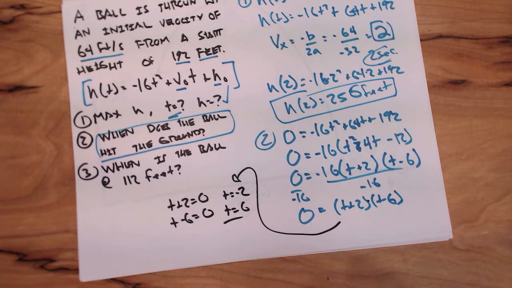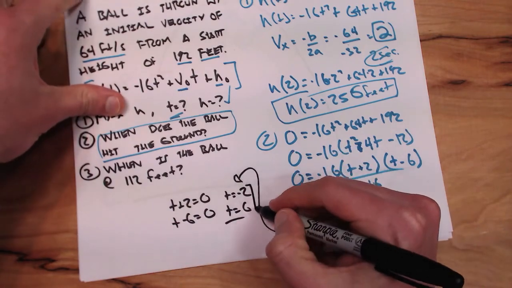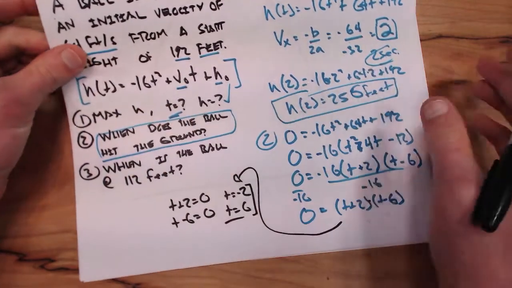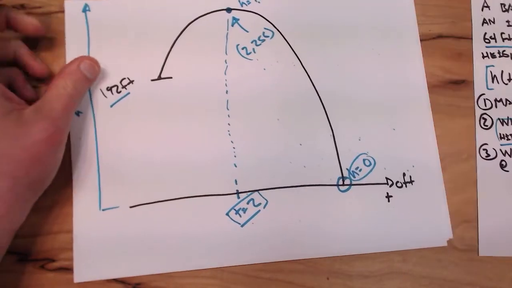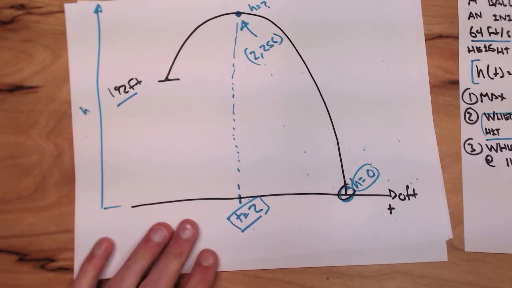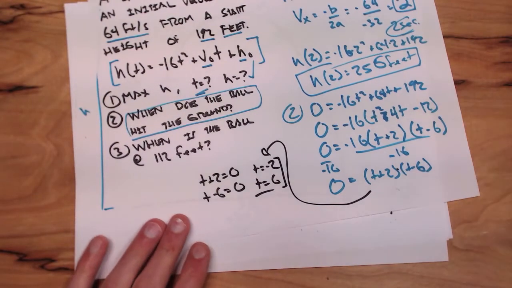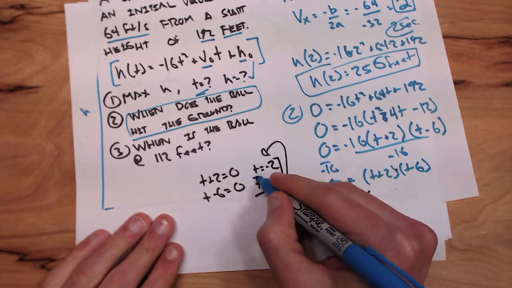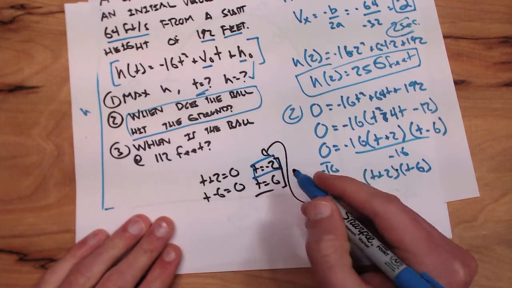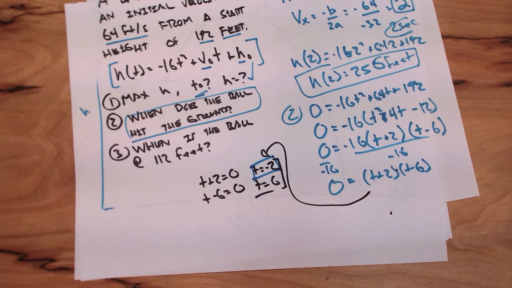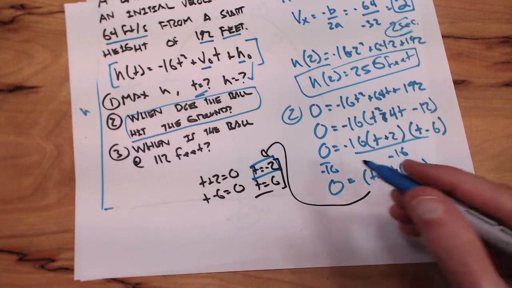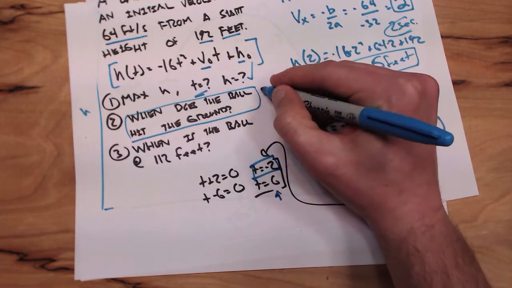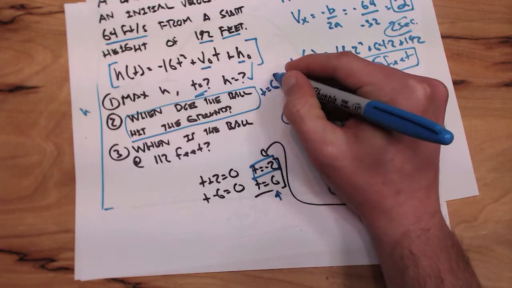Okay, back to our picture, because we have two solutions, and only one can be right. It says, when does the ball hit the ground? So we want to know the time at which the ball hits the ground. And we know from being people living on planet Earth that negative times are kind of weird. That doesn't really make a lot of sense. It's not going to hit the ground 2 seconds before it's thrown. That'd be kind of ridiculous. So our answer is t equals 6. The answer to this question is t equals 6 seconds.